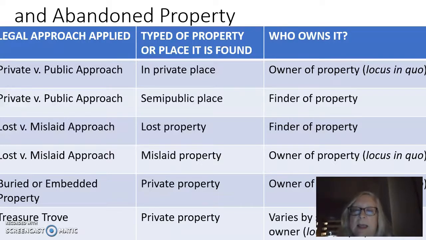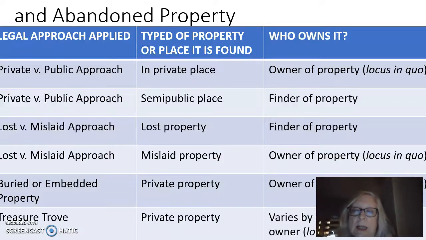So if I lay my keys on the sink in a restaurant and someone else finds them, they should turn them in to the owner of that restaurant, the owner of the real estate, because it kind of makes sense because I may come back to that restaurant, look for my keys later, and so it makes it easier for me to find them.